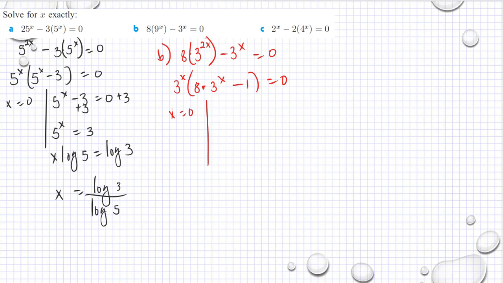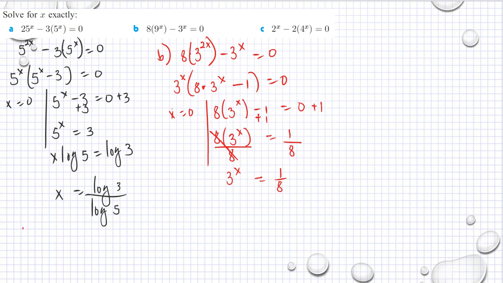Then we have 8 multiplied by 3 raised to x minus 1 is equal to 0. Adding 1 to both sides of the equation, we have 8 times 3 raised to x is equal to 1. Divide both sides of the equation by 8, then we have 3 raised to x is equal to 1/8. Or that is 2 raised to negative 3.